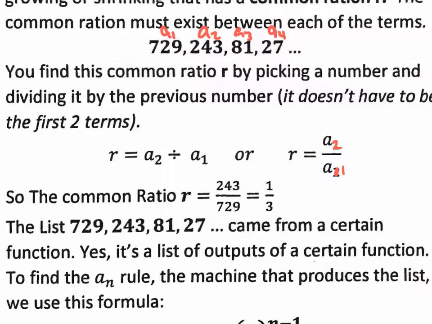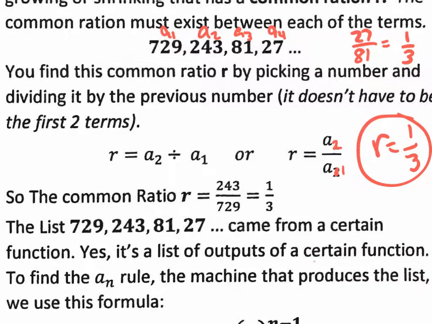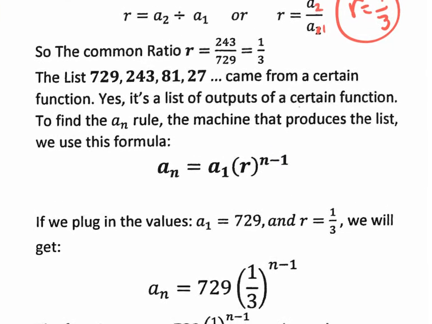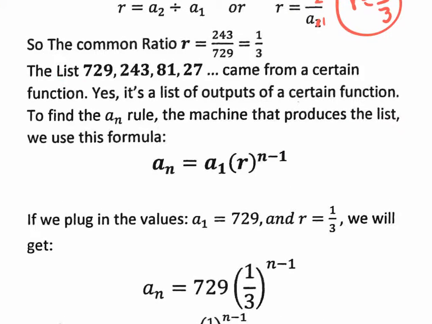Now, you didn't have to use the first and second term. You didn't have to do the second one divided by the first. You could have done A sub 4 divided by A sub 3, 27 divided by 81, but that also reduces to 1/3. So either way, your ratio is 1/3 on this list, your common ratio, that is. And once again, this list, 729, 243, 81, 27, what's happening with this list? It's getting smaller and smaller and smaller, right?